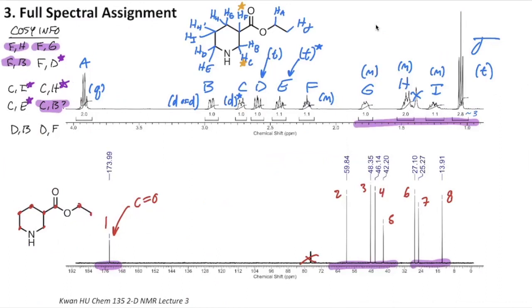The HSQC showed us a correlation between B and D on the same carbon and C and E on the same carbon. So it looks like we do want to switch D and C, and then hopefully our COSY peaks will make a little bit more sense. So let's get rid of these annotations and change them out. C and E together, B and D together. Okay, with that, let's revisit the COSY information and see if it works any better.